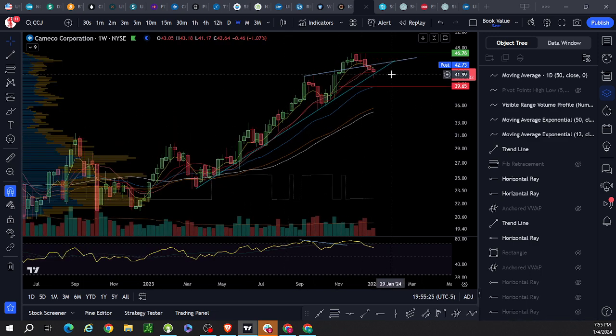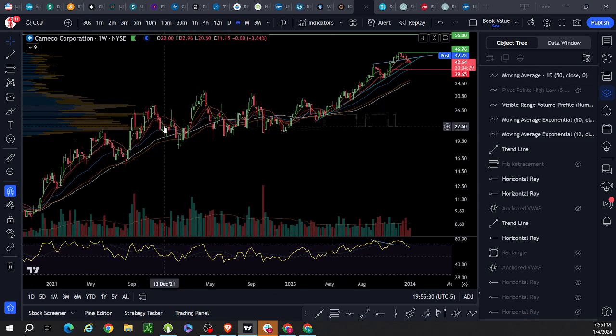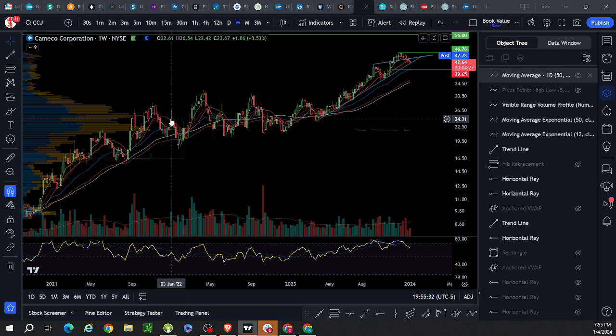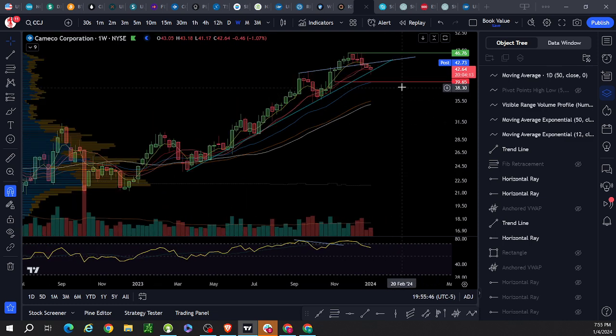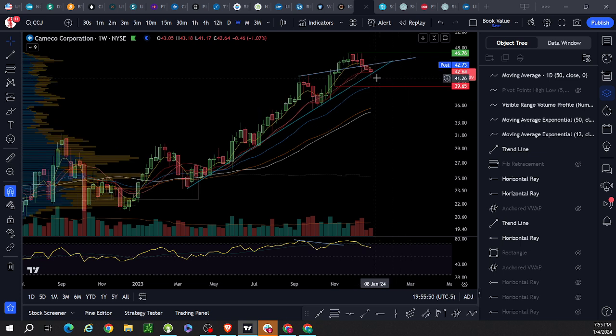CCJ likes to bounce after 5 weeks of consolidation. Does that mean it's off to the races again? Well, no, because we've had our 5 weeks here, got a good bounce, and then it drew down to another level, creating another level. What do I like here? I like all those factors, that confluence of support that we got.